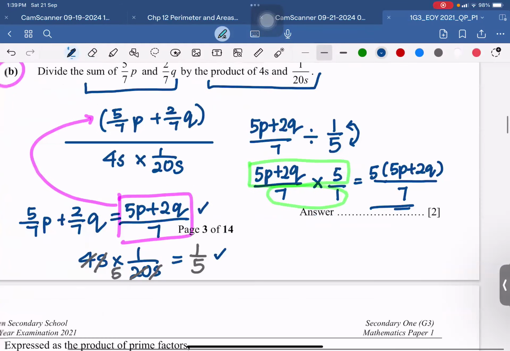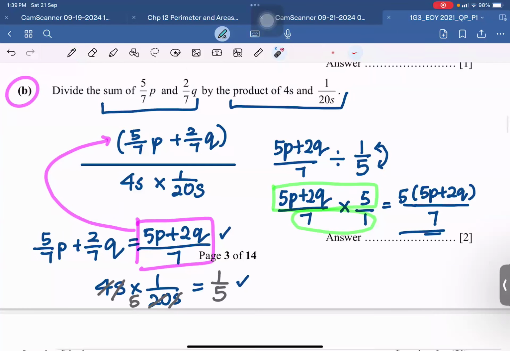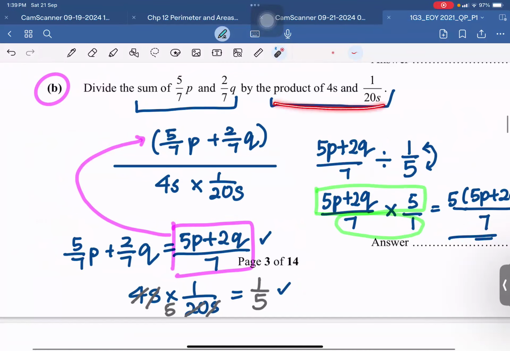Okay, so I recall this question again. Divide this sum. So I take the two numbers and add them together. The denominator is the same, so it'll be just 5p plus 2q. So it's this. Then next one, they say divide these by the product of this.